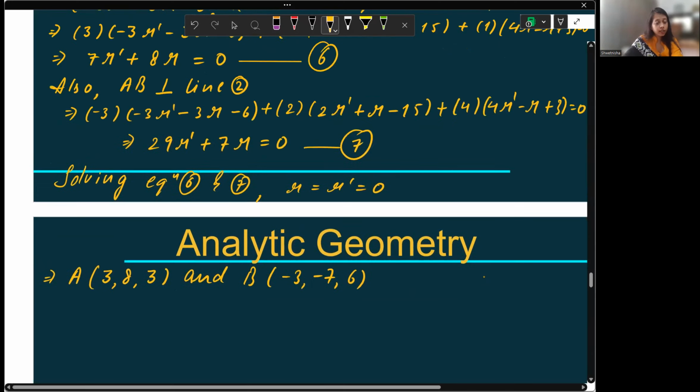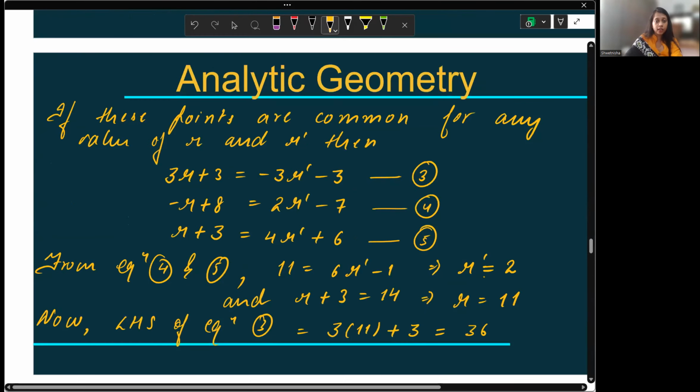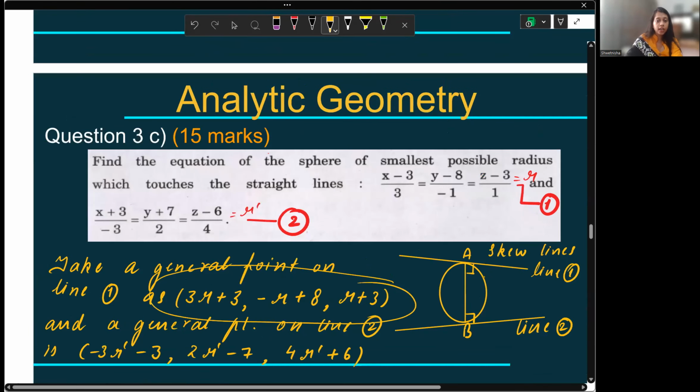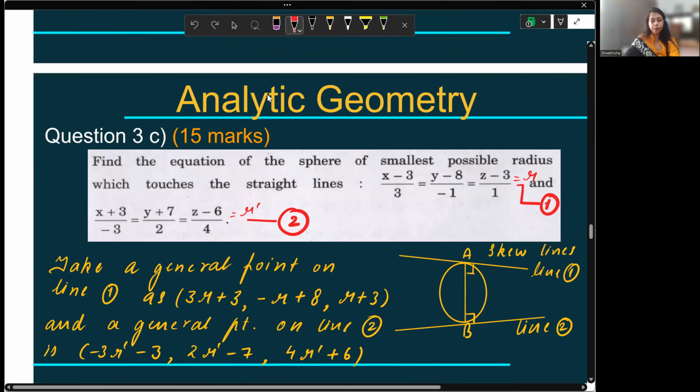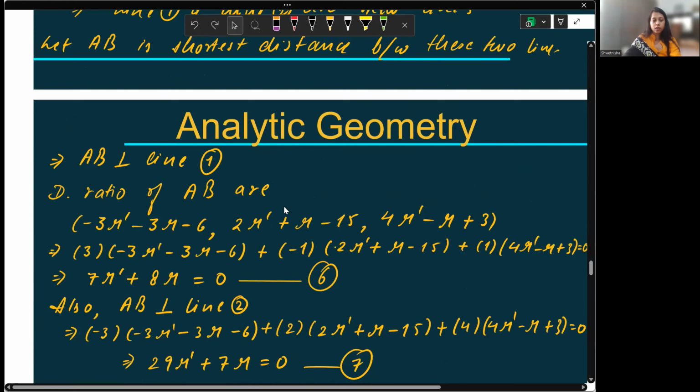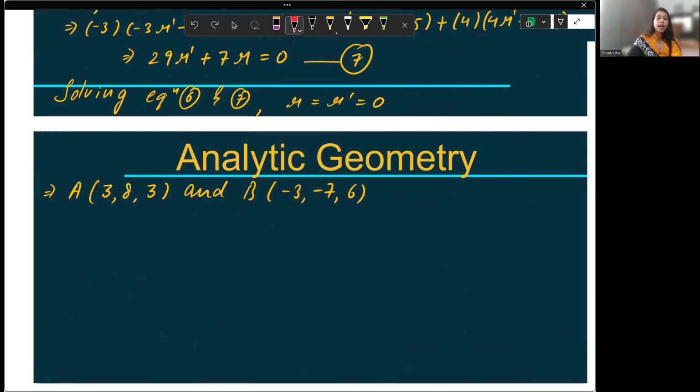You can verify this. What was the coordinate of A taken? This was the coordinate of A taken. And over here, r is already 0, so this vanishes, this vanishes, this vanishes. What is it? 3, 8, 3. That's what I've written. Similarly over here, minus 3, minus 7 and plus 6. These are the points A and B.